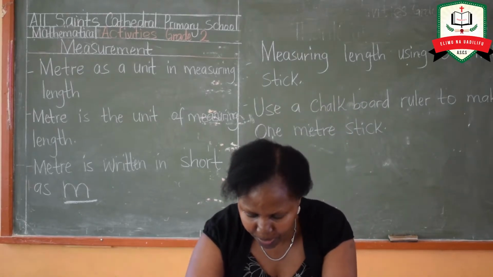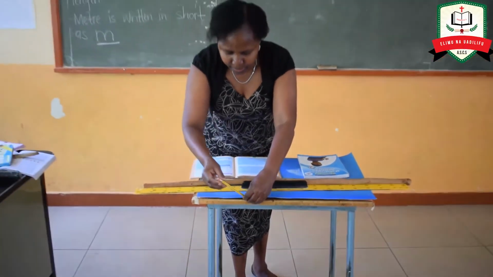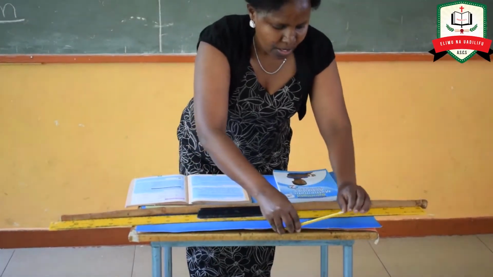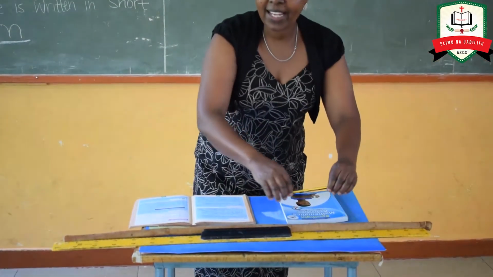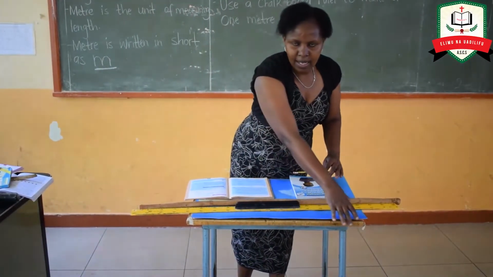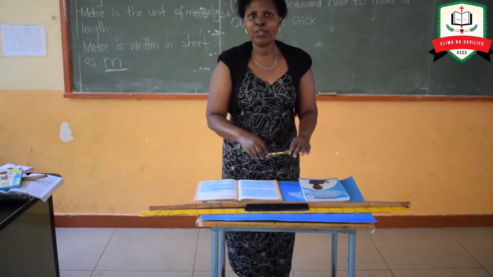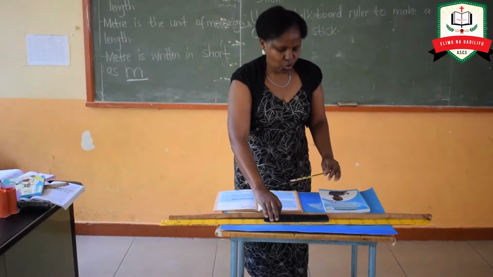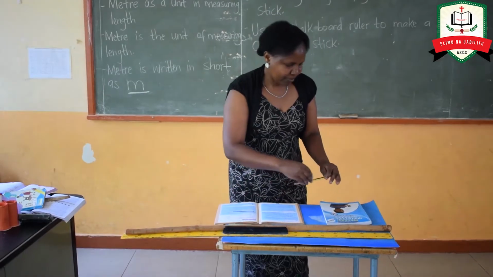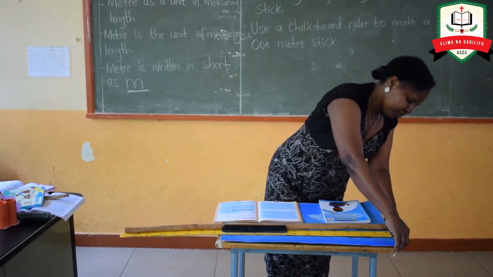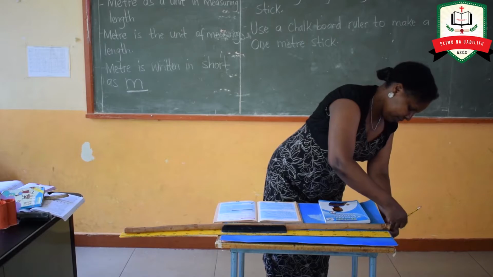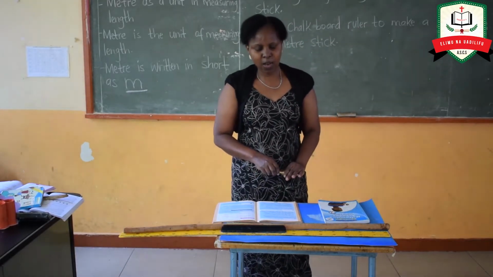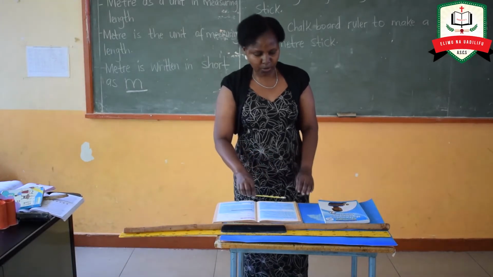The same way, I can use my pencil or a stick to measure my table. How many pencils? 1, 2, 3. So I can say the longer side of my table is 3 pencils long. How about the shorter side? I can measure 1, 2. So the shorter side is, how long is it? It is 2 pencils long.